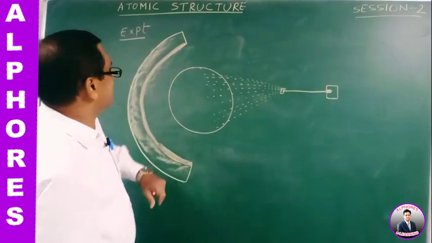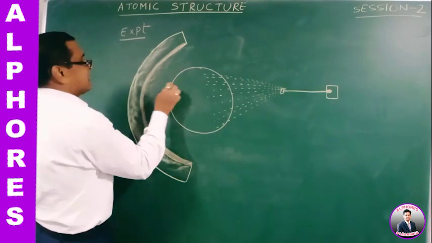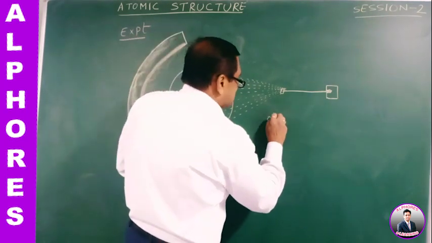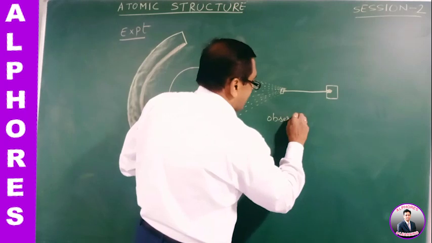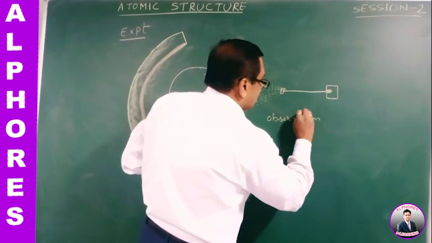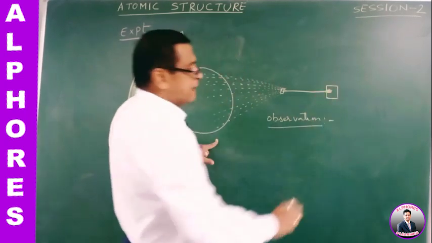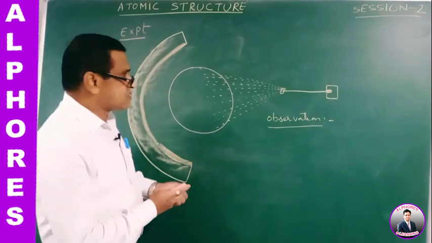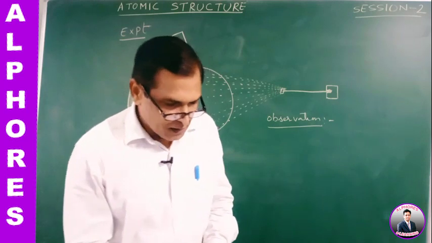Thin gold foil, and here that is the experiment part. Now coming to the observations of the alpha ray scattering experiment. The observations of this are interesting.